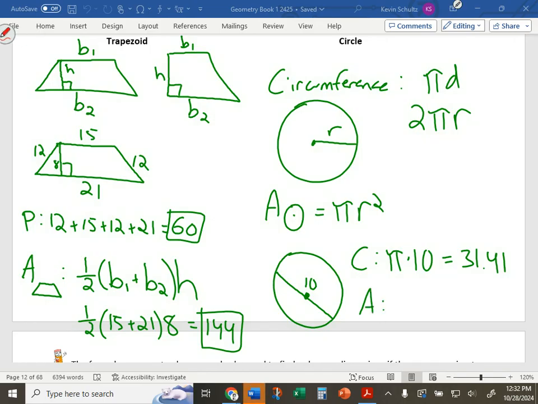For the area, we don't use the 10, do we? What do we use? 5, right? Because we need the radius for the area. So this one would be pi times 5 squared, or pi times 25. Remember our order of operations, you have to do the squaring first. So pi times 25 is going to be like 78.539, so 78.54. Do we have to go to the hundredth? Yes, it's standard to go to the hundredth.